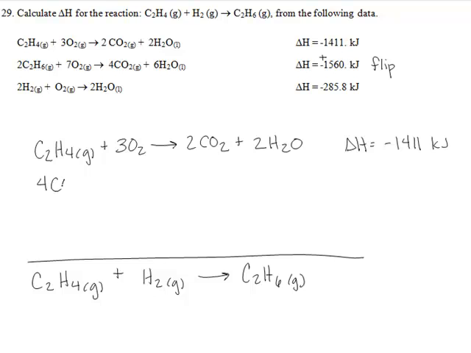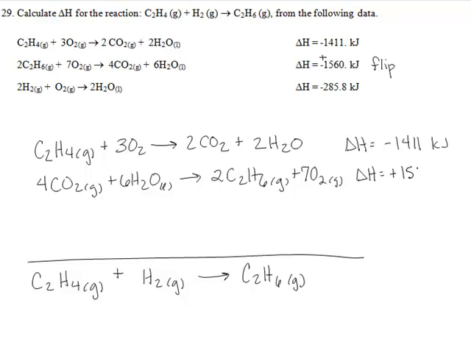So this equation will now be 4CO2 gas plus 6H2O liquid yields 2C2H6 gas plus 7O2 gas. And we're going to bring down our delta H with its now positive number of kilojoules. So now I have a small problem. I have 2 C2H6 in my working area, but only 1 mole of C2H6 in my final product.